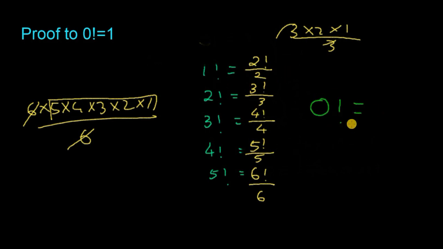So you are going to write 0 factorial as 1 factorial divided by 1, decreasing the number by 1. We again know that 1 factorial is equal to 1. 1 divided by 1 is equal to 1. So this is just another way to prove that 0 factorial is equal to 1.